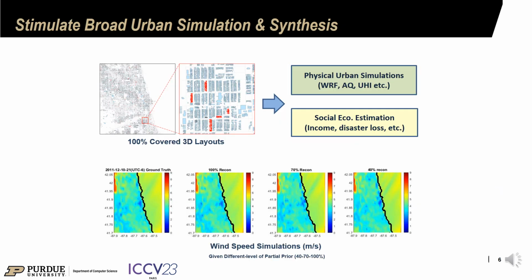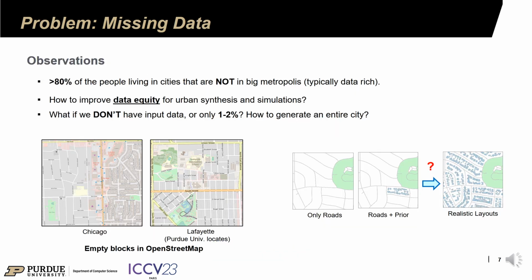Supporting a wide range of data coverage, our generated vector-based 3D layouts are suitable for broad downstream urban research, including weather simulation, 3D visualization, and demography synthesis. Our project originates from the data equity problem in urban research, that medium or small cities covering most of the population are extremely lacking in data coverage. Our goal is to generate the entire city given the learned representation of urban layouts.